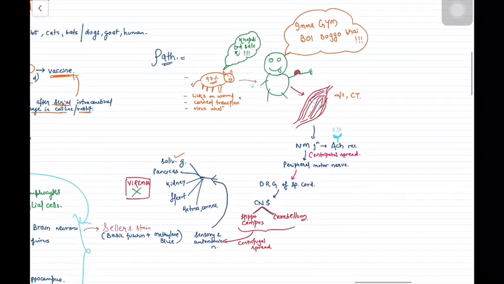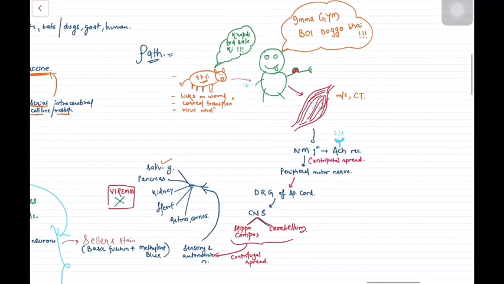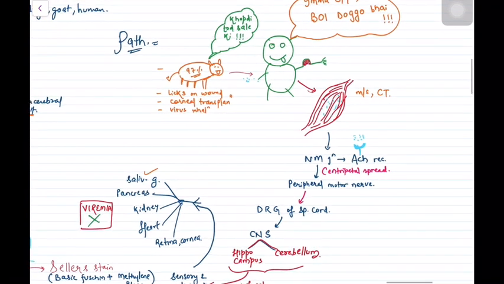So I have tried to make it simple, so let us see. This is the dog, and dogs are mainly responsible, like 97% of the cases are due to dog bites only. Other possible methods are licks on abrasions or wounds. Corneal transplantation is also a way, so this can be important.